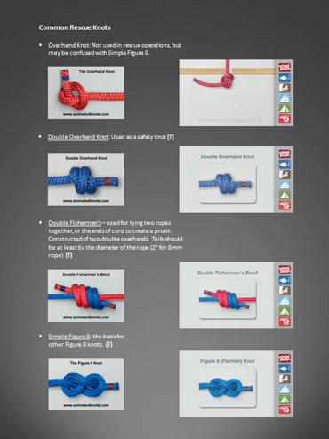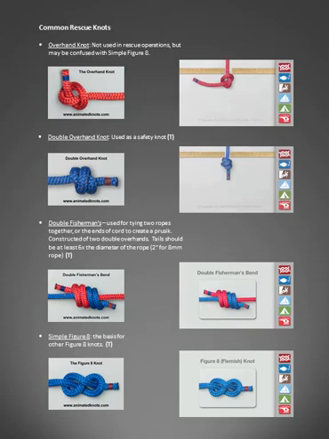This video teaches you how to tie the double overhand knot. Form a loop in the rope and pass the end through it. Pass the end through the loop again and tighten the knot. The double overhand makes a secure stopper knot.